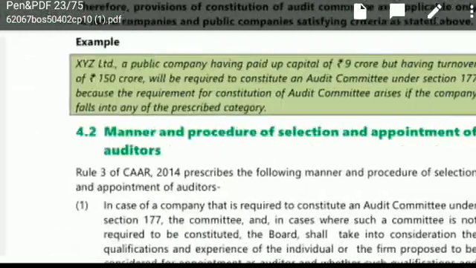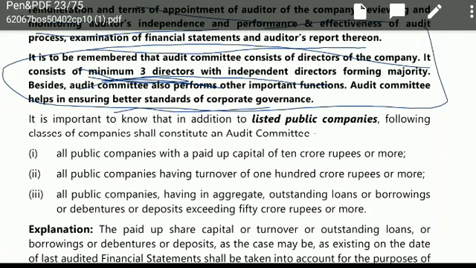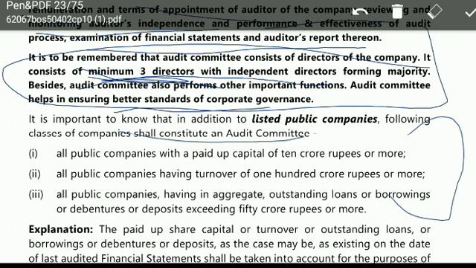The chart which was made here, let us study this. So listed public company, it is important to know that in addition to listed public company, following classes of companies shall constitute an audit committee. Now if any company falls in these criteria, if it is a listed public company, then it has to form audit committee, and if it satisfies the following conditions, then it should form an audit committee. Now all public companies with a paid up share capital of greater than or equal to 10 crores, then all public companies, now here it is public companies, but here it is paid up share capital, turnover, and borrowings. Okay, but there was paid up share capital and borrowings.